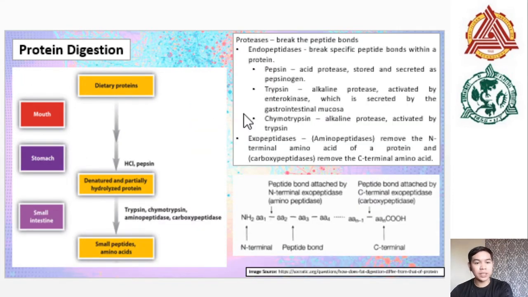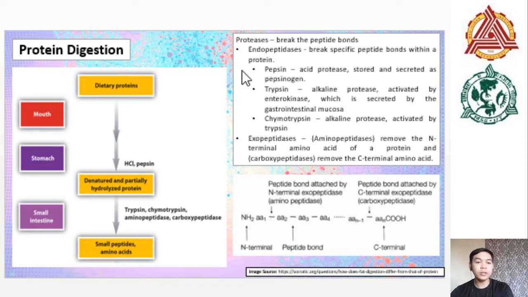The enzymes which are responsible for the breakdown of proteins are called proteases, which break the peptide bonds that link individual amino acids together in a peptide or protein molecule. Proteases may be divided into two broad types. The first of these are endopeptidases. These enzymes are responsible for breaking specific peptide bonds within a protein.